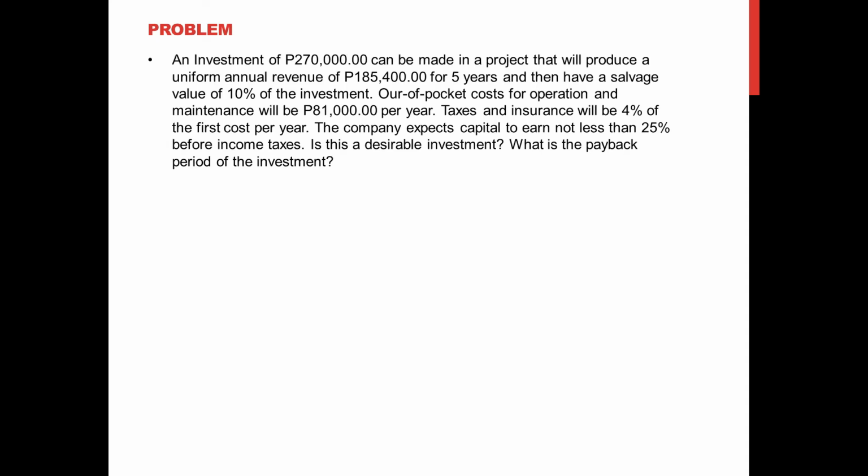Here, an investment of 270,000 pesos can be made in a project that will produce a uniform annual revenue of 185,400 for 5 years. It will then have a salvage value of 10% of the investment. Out-of-pocket costs for operation and maintenance will be 81,000 pesos per year. Taxes and insurance will be 4% of the first cost per year. Then the company expects capital to earn not less than 25% before income taxes.